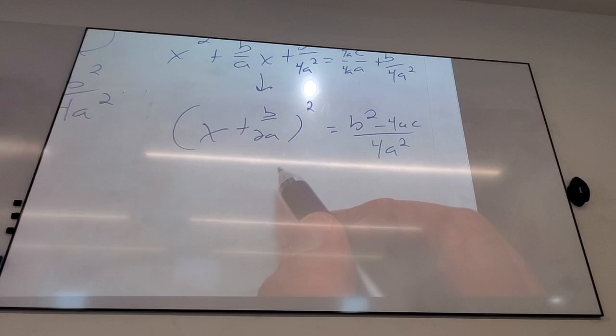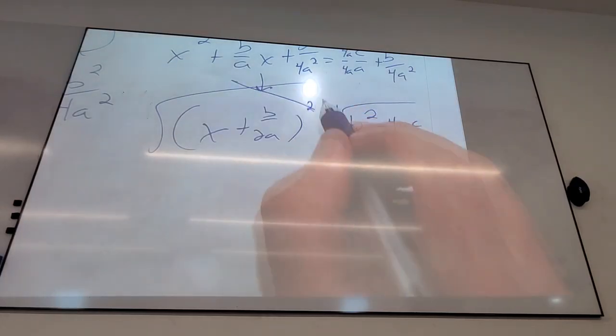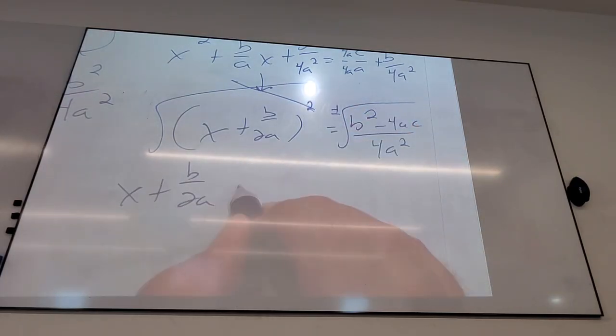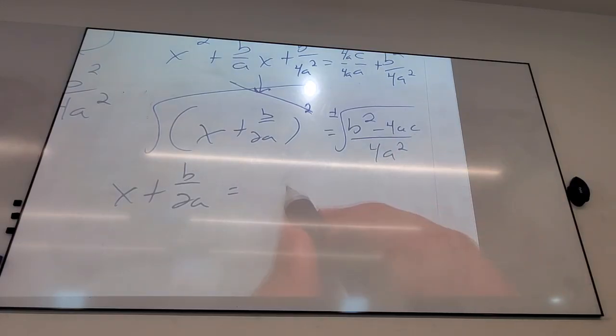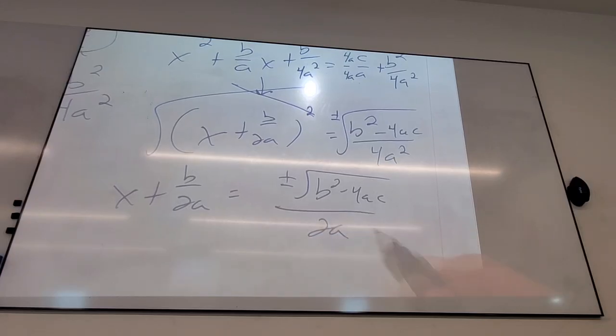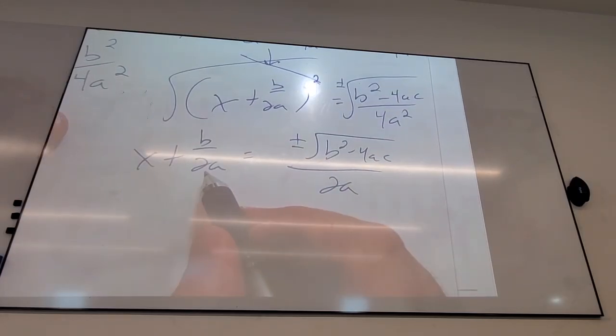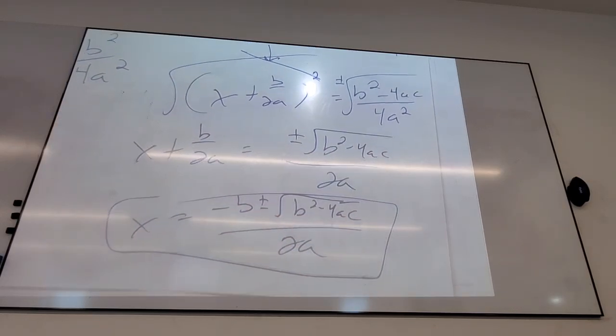What do I do now? Square root, which means I better put a plus minus, and that's why this is a quadratic form. So these kill each other. And then here, what's the square root of b squared minus 4ac? I don't have a clue. But what's the square root of 4a squared? 2a. Then I subtract b over 2a, and since they have the same denominator, that's all over 2a.